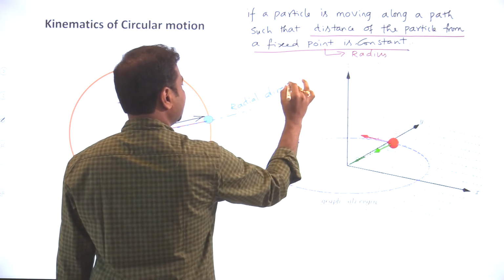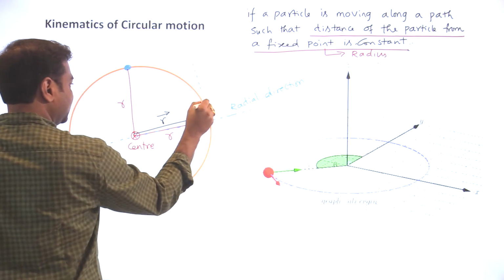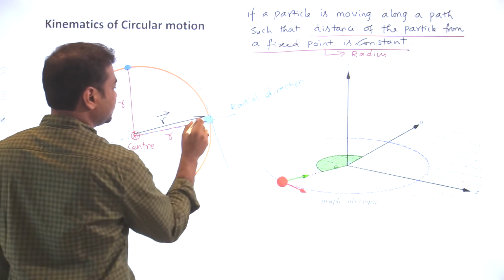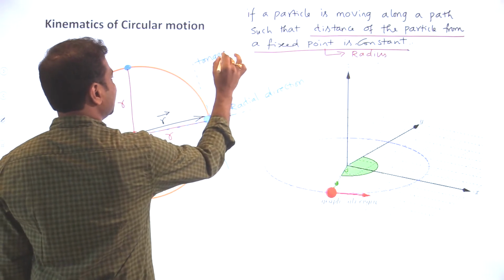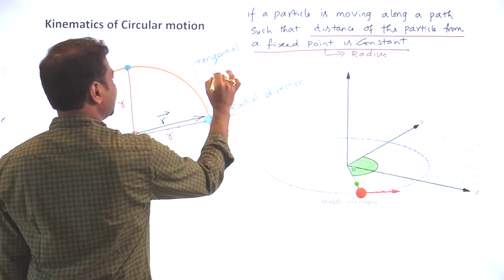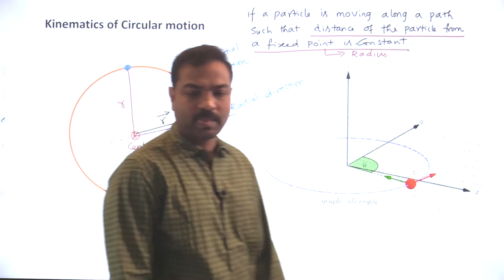Radial direction means along the radius. And tangent, I think in mathematics you have done. If you draw the tangent at one point on the circle, it is called the tangential direction. So for circular motion there will be two directions: one is called the radial direction, the other is called the tangential direction.